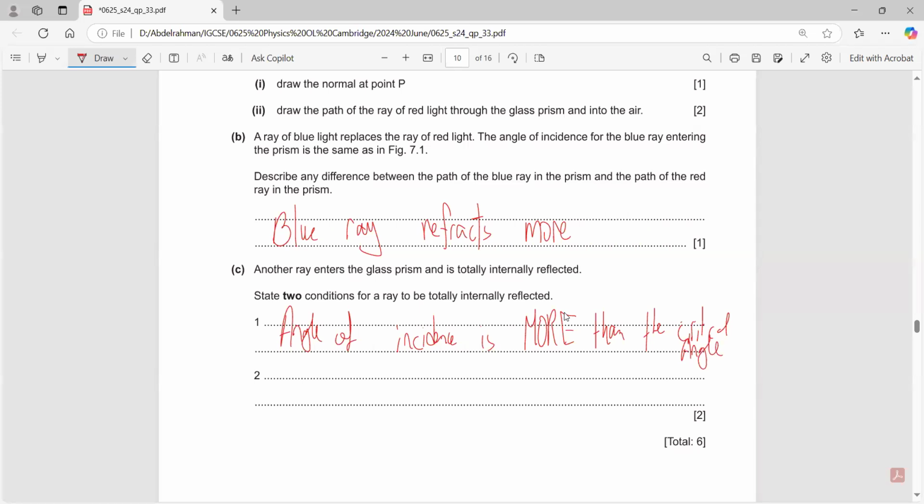There's another very, very important condition for total internal reflection you sometimes forget about, but I've always said it. Yes, thank you, it has to be in glass. It has to be in a more dense medium. So for this example, it has to be going from glass to air.